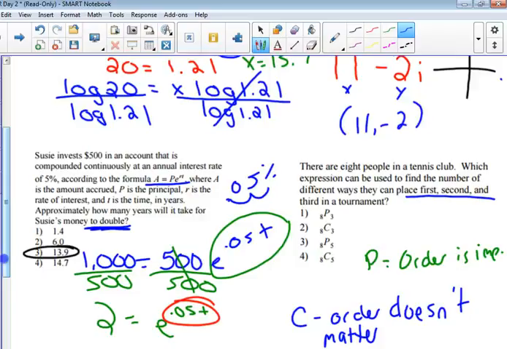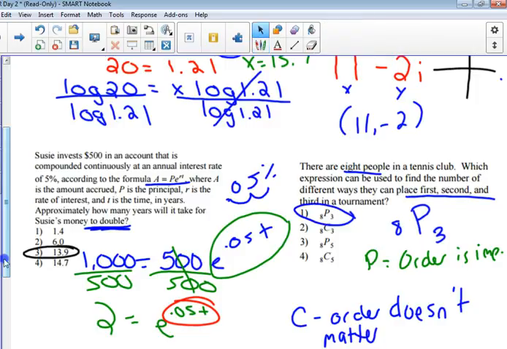So we have 8 people. We want to figure out how many ways they can come in first, second, or third. That's 3 ways. Since the order is important, we want to use a permutation. So 8P3. If you had anything with president, vice president, secretary, that's also another big thing with permutation. The order would be important.